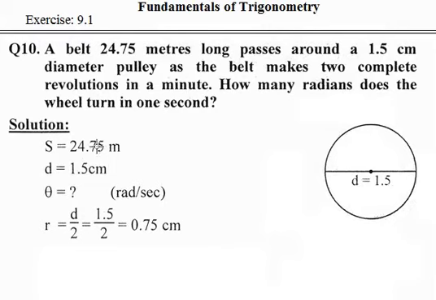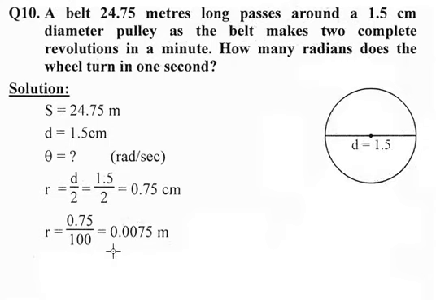Now if you note, the unit of S is meter and the unit of R is centimeter, so must remember that the unit must be the same for both. So convert the centimeter: 0.75 centimeter divided by 100. If we divide it by 100 it changes into meter, so 0.0075 meter. Now the unit of S and the unit of R are both similar here.